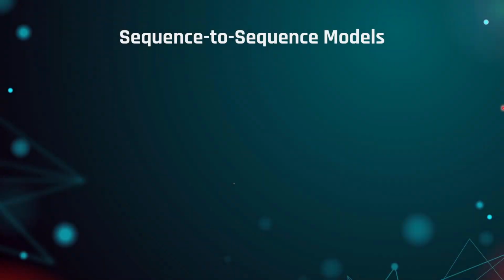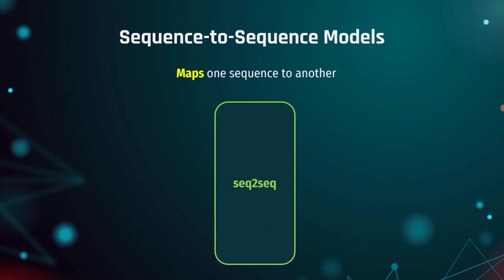Next part of our course is sequence to sequence models. The basic idea of a seq to seq, or sequence to sequence model, is that it takes as input one sequence of text and converts that input sequence to its corresponding output sequence. Say the task at hand is to translate English to Bangla.